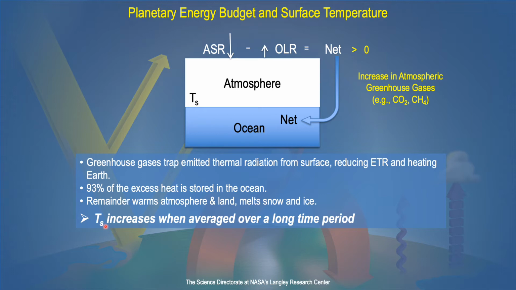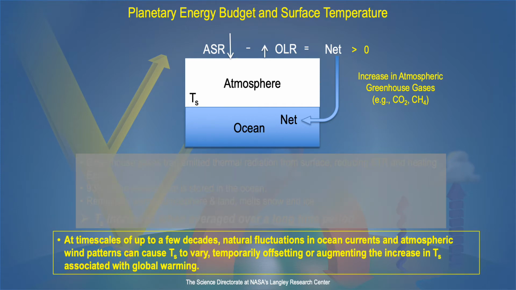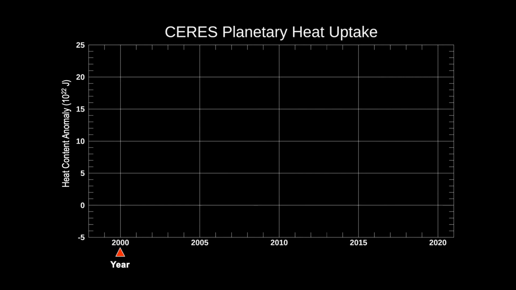And so in this case, because you're adding heat, the temperature will increase when you average it over a long period of time. But it's more complicated than that. If you look at timescales of a few decades, there are natural fluctuations in things like the ocean currents and the atmospheric winds that can cause temperature to vary in a way that could offset or augment the increase in temperature that's associated with global warming. So it's a more complicated system.